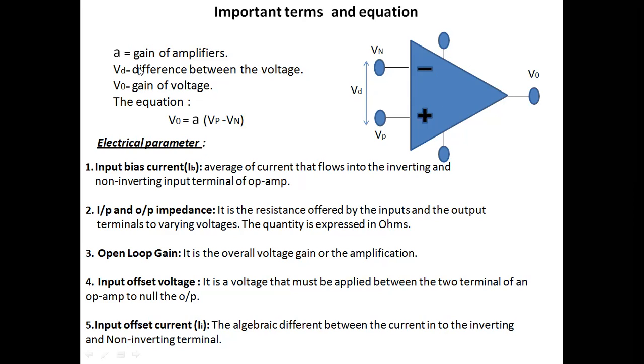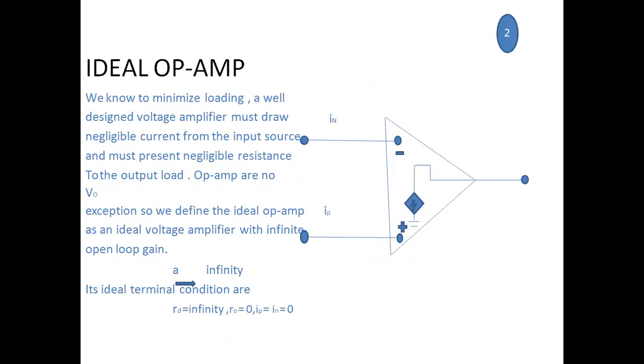We can call A the gain. How can we calculate the gain? It is the ratio of output voltage upon the input voltage. We have output Vo, and the input is Vp minus Vn, because we are talking about the difference between input voltages. So we get gain A equal to Vo upon Vp minus Vn. You can rearrange that equation in the form of Vo. So here we are supposed to study the parameters.